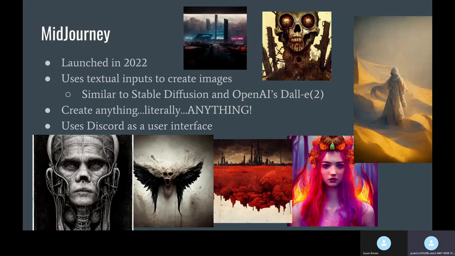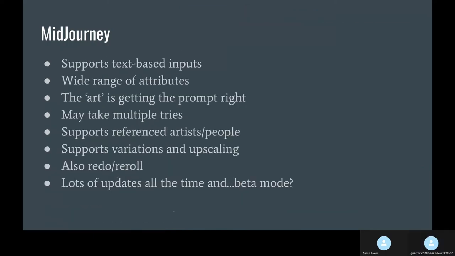This is my prompt for zombie with H.R. Giger's influence. So I used an artist to trigger the style of art that I wanted out. Does that make sense? A lot of people are now using artists and referenced people as basically the base to get the style and the aesthetics that they want.